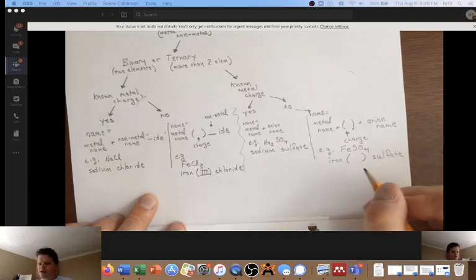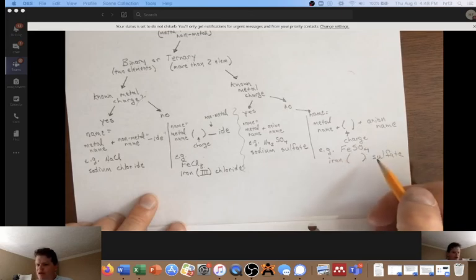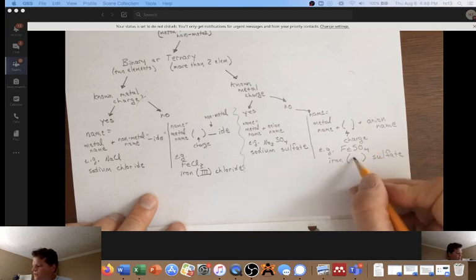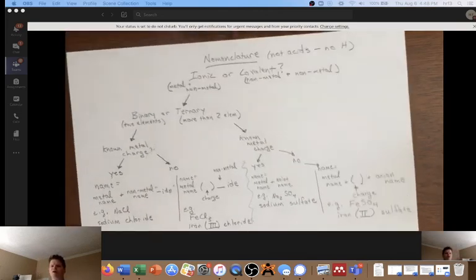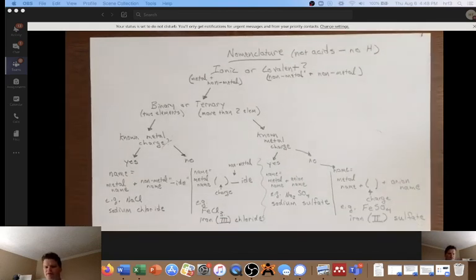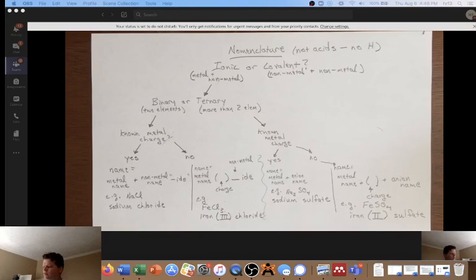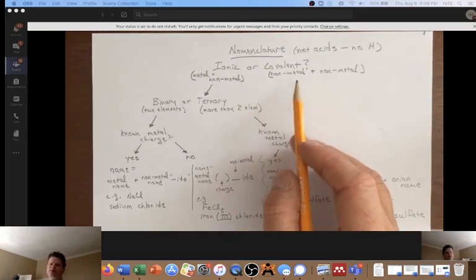But what is the charge? Well, in order to figure out the charge, I need to remember that SO4 is a sulfate ion, and sulfate is SO4 2-, but overall it's neutral, so in this case the iron must be 2+, so that's iron 2 sulfate. Alright, I think that's enough for this video. You'll have a practice question, and then we'll look at how we name the covalent non-acids.